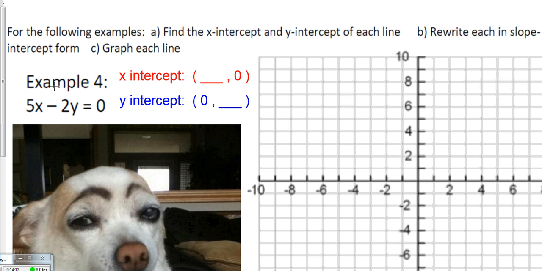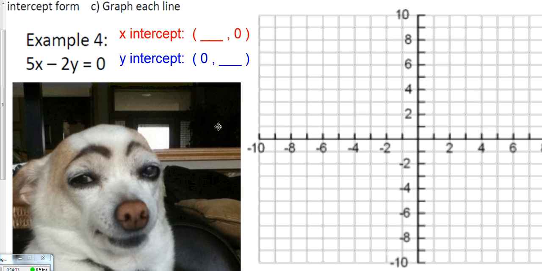Go on to example 4 then. Okay, we're going to do the same thing as we've done in the past few. The only difference here is we have it set equal to 0. So this might make things kind of interesting.